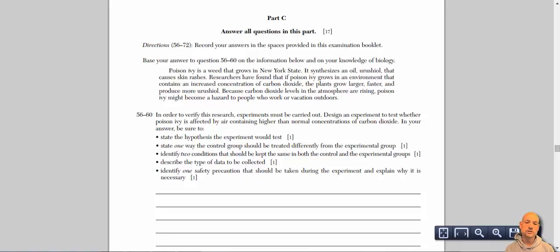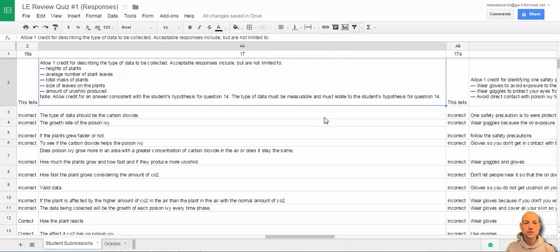Okay, this is talking about that question. I had all these questions 14, 15, 16, 17, and 18, and we're looking at number 17, which says, describe the type of data that would be collected. Okay, so now remember that we're looking for how much the plant grows, or something like that, in different amounts of CO2. So here's our possibilities.